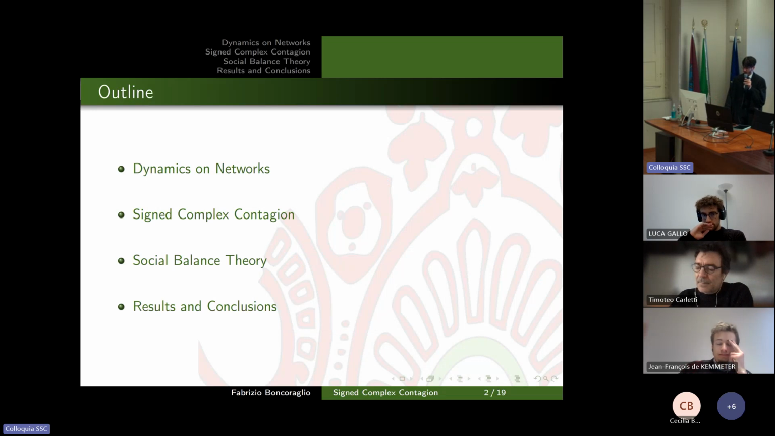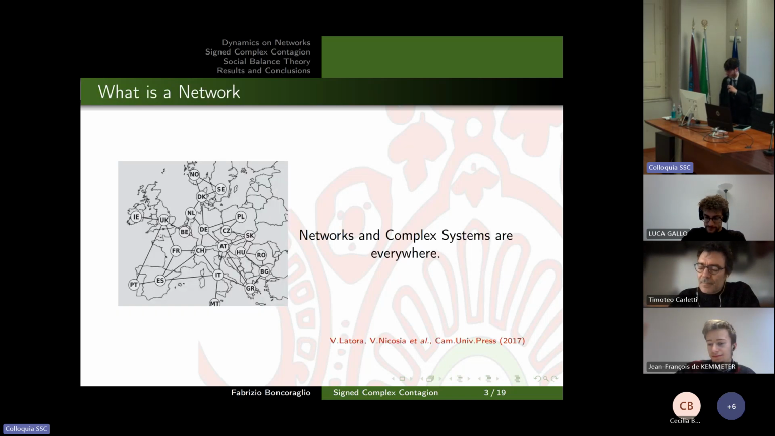To give a brief outline, we will briefly talk about dynamics on networks, and then we will go immediately deep into the model, which is divided into two different models. The first one is sign complex contagion, the basic, initial one. The second one is a variation that takes into account social balance theory, which is a sociology theory about how trust and distrust are distributed in social relationships. And then we will give some results and conclusions.